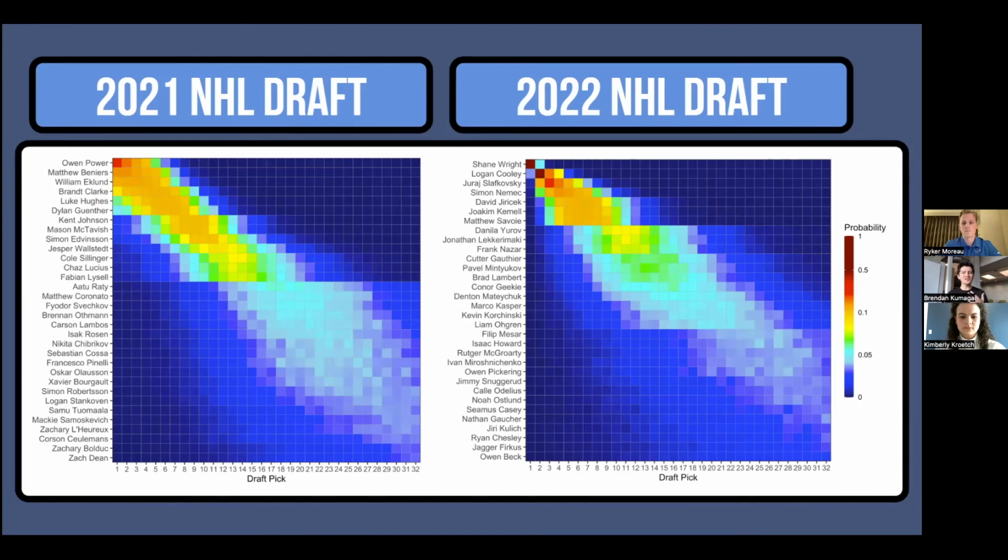Additionally, it's interesting to compare between these 2 drafts. For example, we can see at the top of the draft that there's a lot more uncertainty in the first overall pick in 2021 as opposed to 2022, where Owen Power has roughly a 40% chance of going first, while Shane Wright, on the other hand, is a bit more of a slam dunk at 95%.